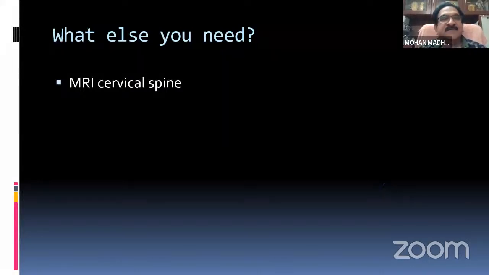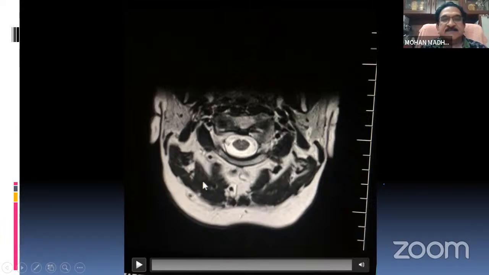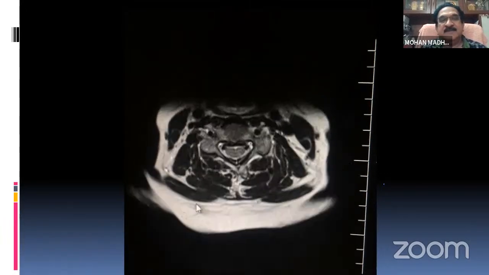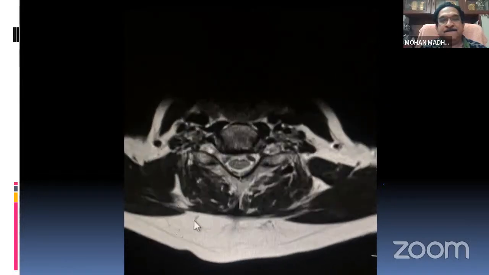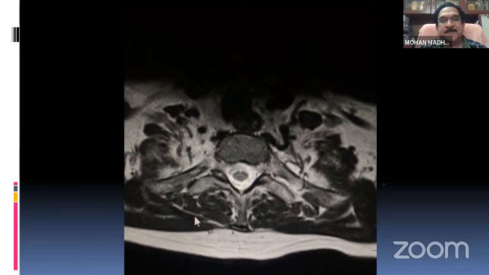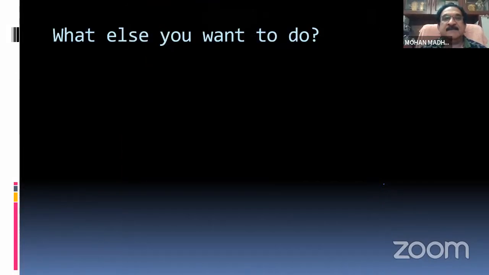So we did an MRI cervical spine. That's the MRI cervical spine. This is the axial cut from downward. Normal. So what else do you want to do now?